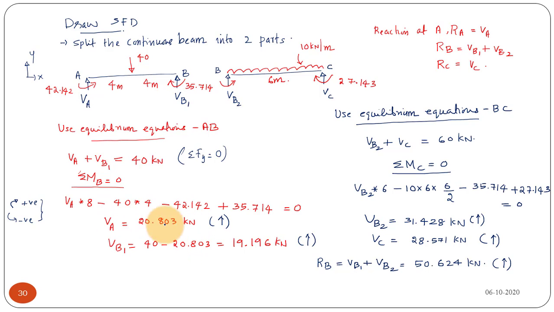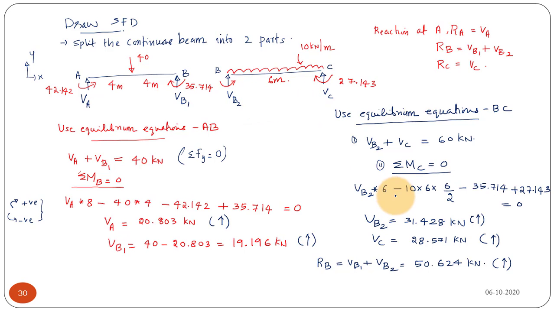Now you substitute back in the first equilibrium equation and solve for VB1: 40 minus 20.8, so 19.196 kilonewton. Now you take the second span BC and follow the same procedure. VB2 plus VC is equal to the total vertical load of the UDL, 10 into 6, 60 kilonewton. That is the first equation of equilibrium. For the second, you take the moment about C and apply the same sign convention.